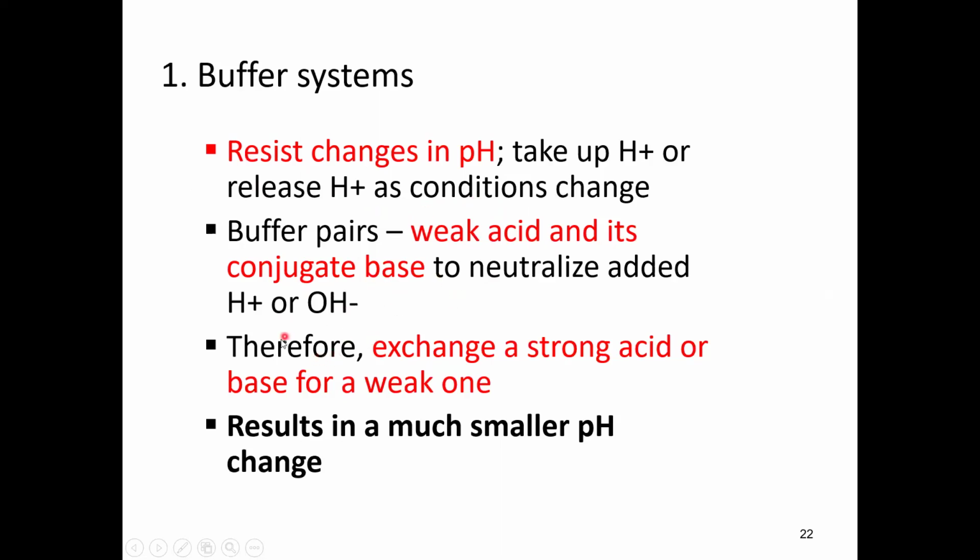Therefore, buffers actually exchange a strong acid or base for a weak one. If a strong acid is added, then the base will work. If a strong base is added, then the weak acid which is present in the buffer will work. So both work together, the conjugate base and weak acid, and in this way they resist the pH change, which will result in a much smaller pH change.